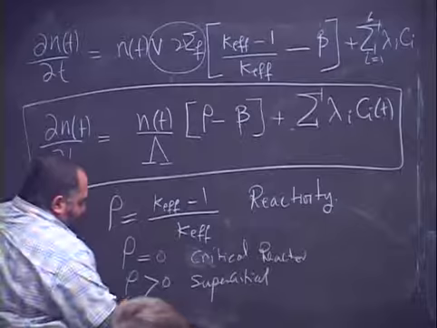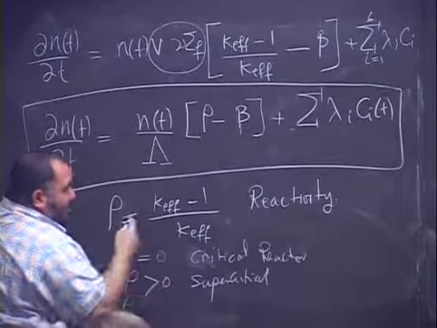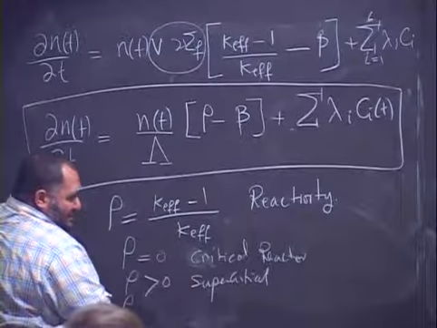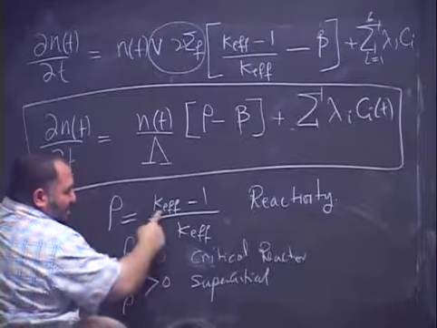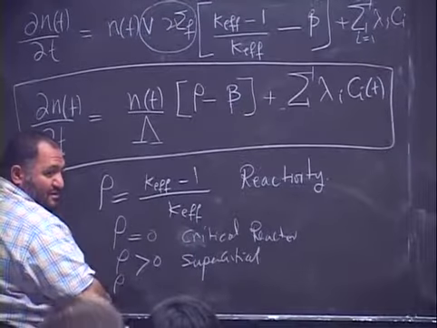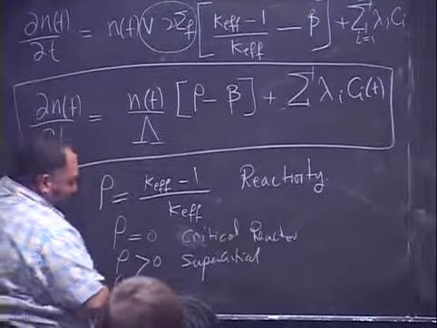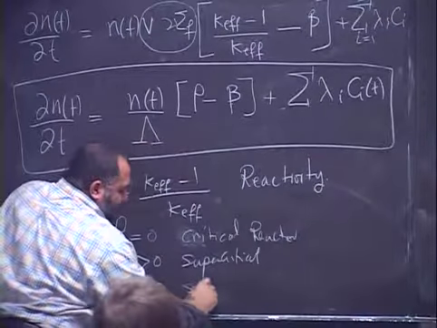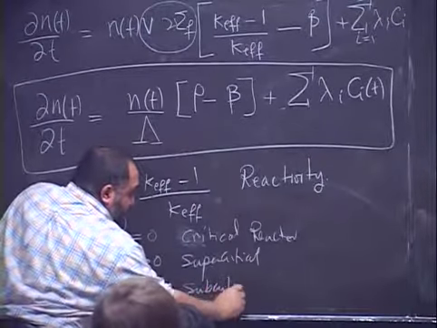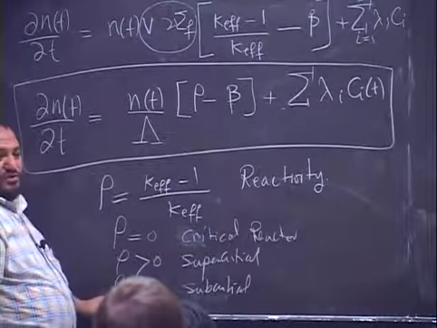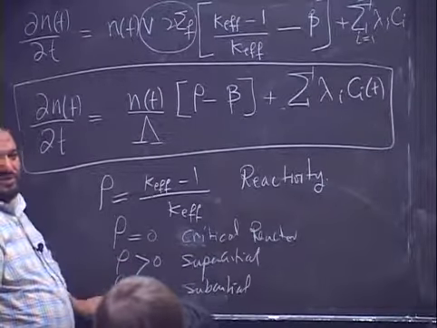Supercritical. When K effective is 0.9, less than 1, this is equal to what? Negative. Yes? 0.9 minus 1 is what? Negative 0.1. Yes? So this will be a negative value. So when rho is negative, less than 0, it's sub what? Critical.